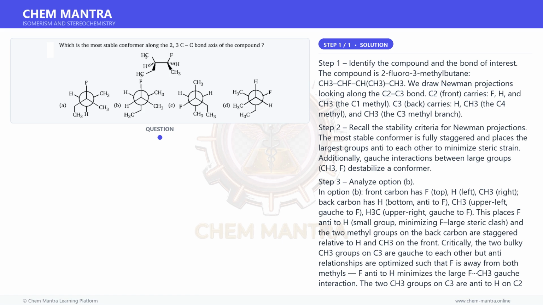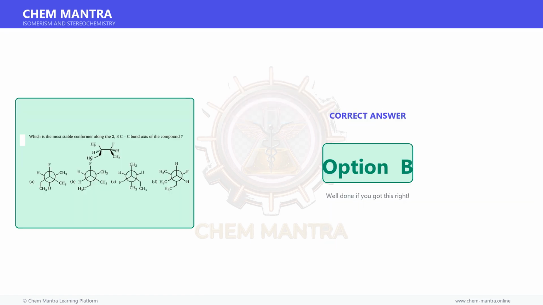Step 5. Conclusion. Option B is the most stable because it is fully staggered and places F anti to H, avoiding large F and CH3 steric interaction, while distributing the remaining steric strain optimally. Therefore, the correct answer is option B.